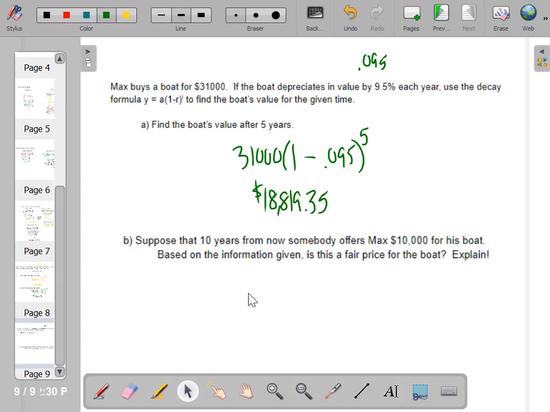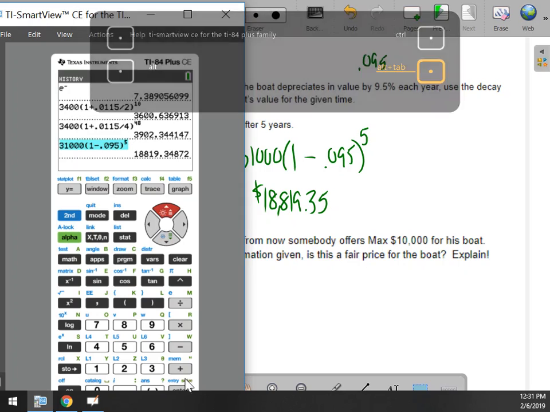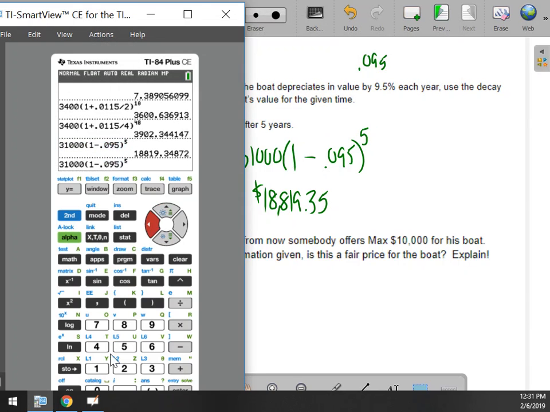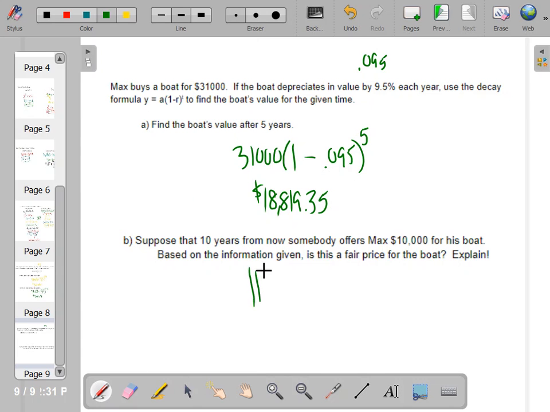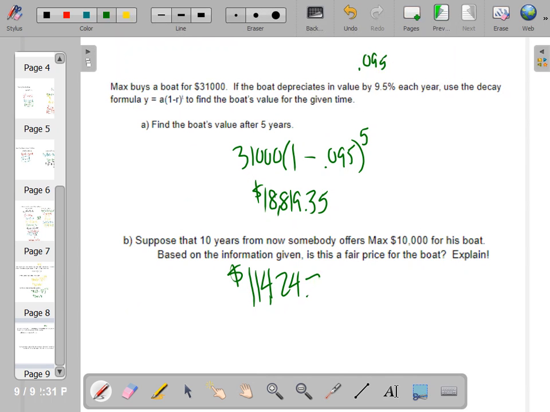And the last thing says, let's say 10 years from now, somebody offers you 10 grand for the boat. Well, is it worth 10 grand? Let's take that formula and change it to 10 years. After 10 years, the boat, according to this formula, should be worth $11,424 and 77 cents, don't forget the 77 cents. And somebody offers you 10 grand for it, should you sell it to them?